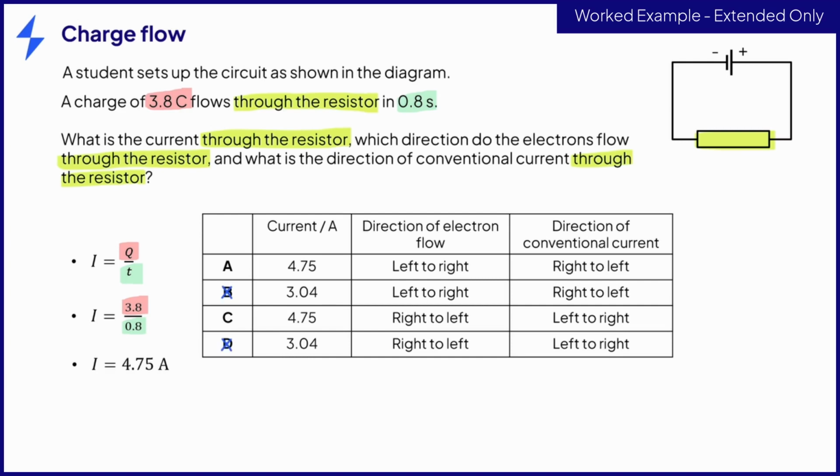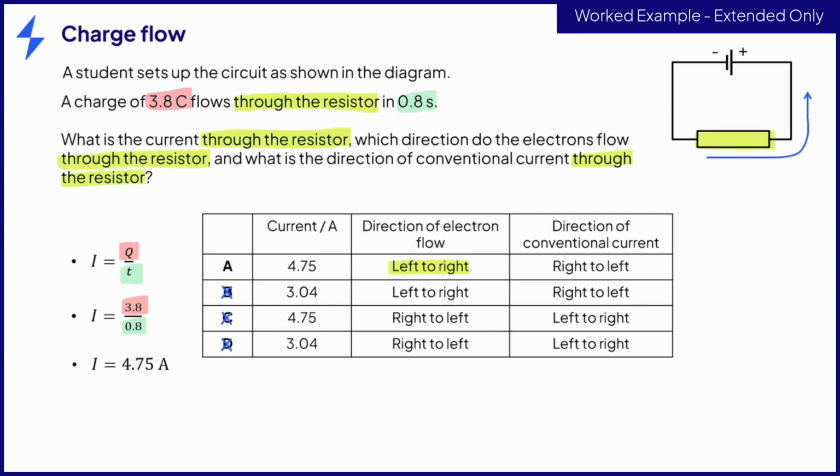So which way do the electrons flow through the resistor? Well, we know that electrons are negatively charged, so they are attracted to the positive terminal of the cell. Therefore, electrons will flow towards the positive terminal, this way. So through the resistor, they travel from left to right. That discounts answer option C.